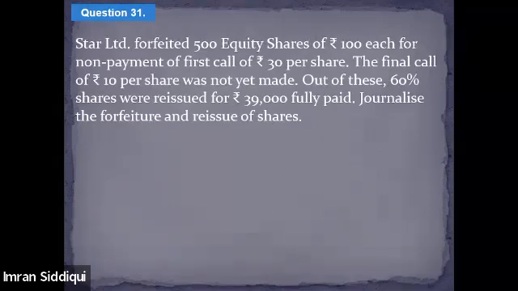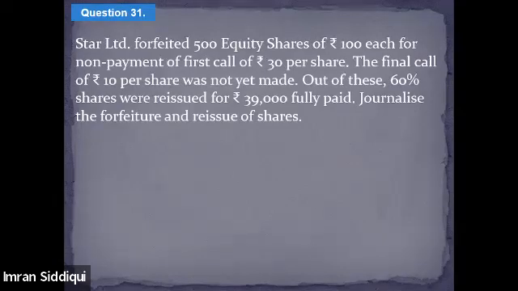Question number 31. Let me read this question for you. It says, Star Limited forfeited 500 equity shares of 100 each for non-payment of first call of 30 per share. The final call of rupees 10 per share was not yet made. Out of these, 60% shares were reissued for 39,000 fully paid, like the forfeiture and reissue of shares.